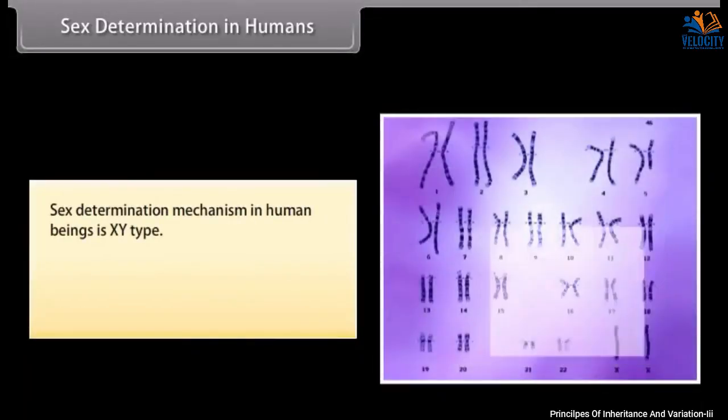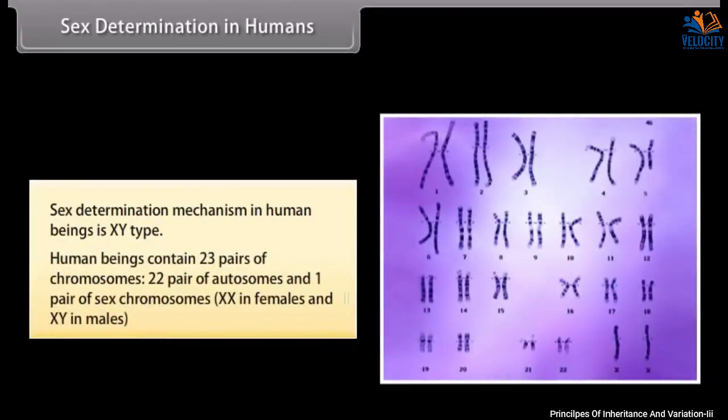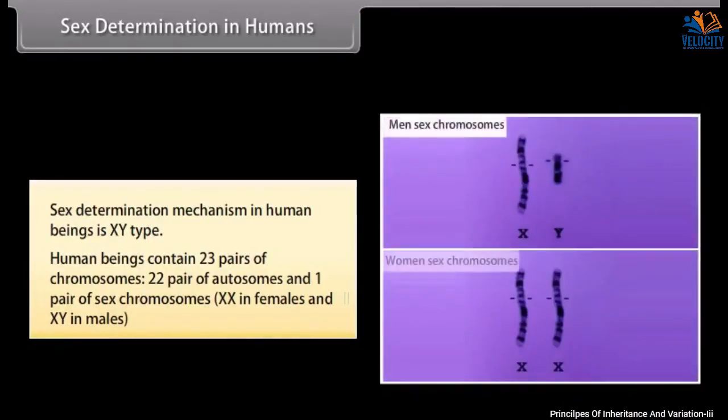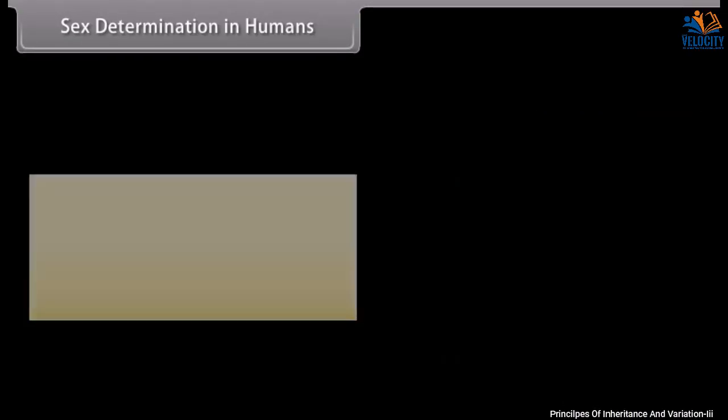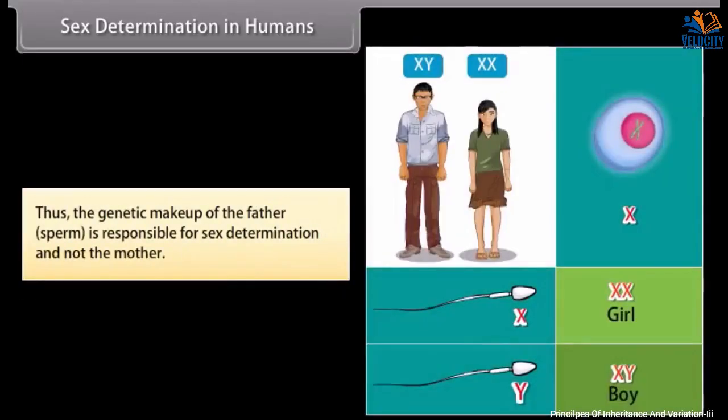Sex determination in humans. The sex determination mechanism in human beings is XY type. Human beings contain 23 pairs of chromosomes: 22 pairs of autosomes and one pair of sex chromosomes, XX in females and XY in males. During fertilization of an ovum with sperm, two types of zygotes can be formed. Therefore, there is a 50% chance of birth of a male, XY, or a female child, XX. Thus, the genetic makeup of the father's sperm is responsible for sex determination and not the mother.